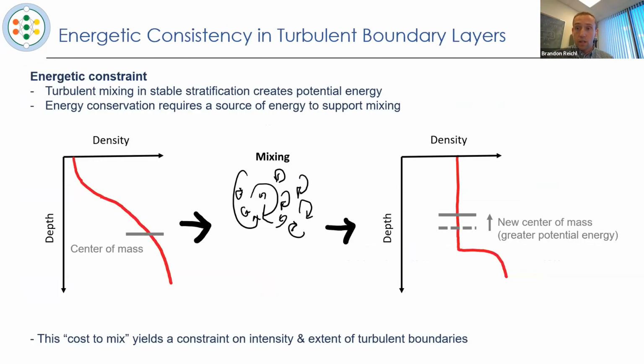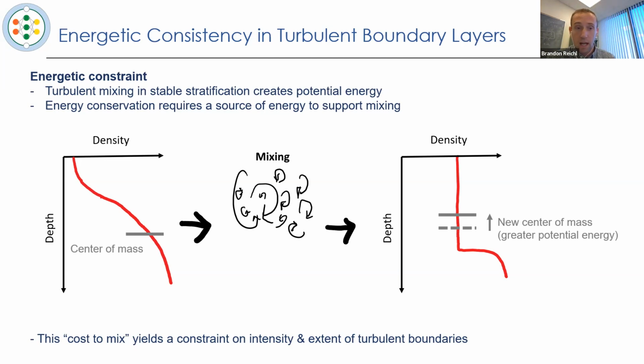So just to really quickly introduce the basic concepts that we've utilized in developing this EPBL scheme: in EPBL, the E stands for energetics. PBL is planetary boundary layer. So we've really emphasized keeping track of the energetics and energetic consistency as is relevant in turbulent boundary layers.